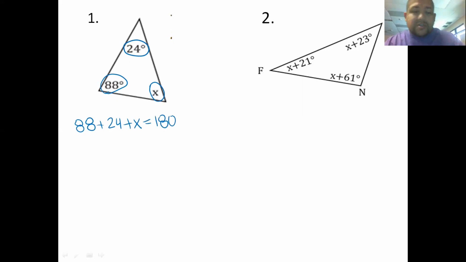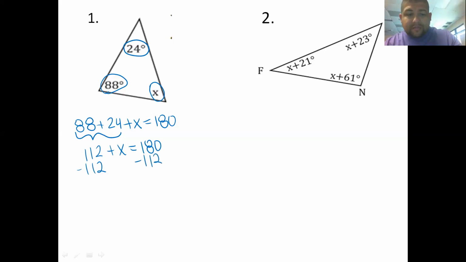You can use your calculators on here if you need to. We are going to combine like terms. 88 and 24 give me 112, plus X is equal to 180. We're going to simplify everything down and subtract 112 from both sides. The 112 cancels out over here, and we get X is equal to 68. That 68 would definitely be our answer for this, and we would plug it back in. In that case, our answer is pretty straightforward.